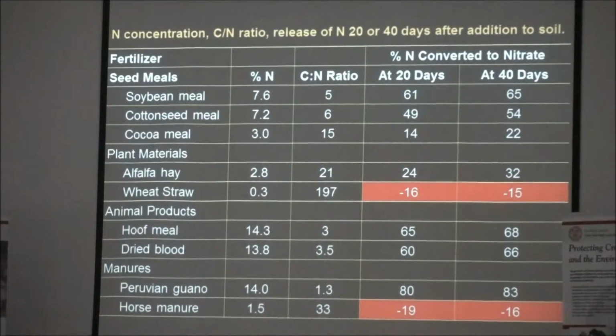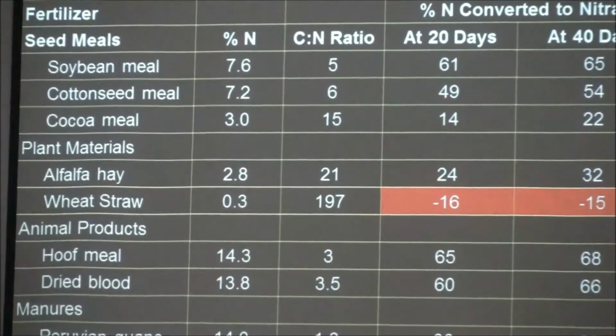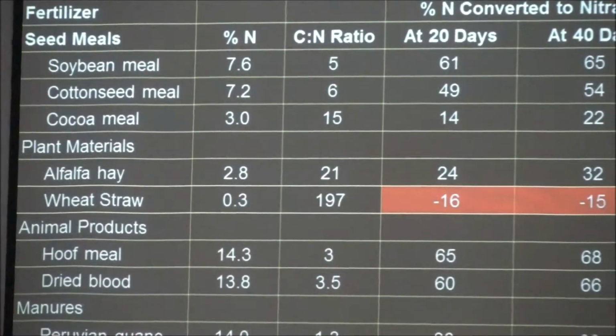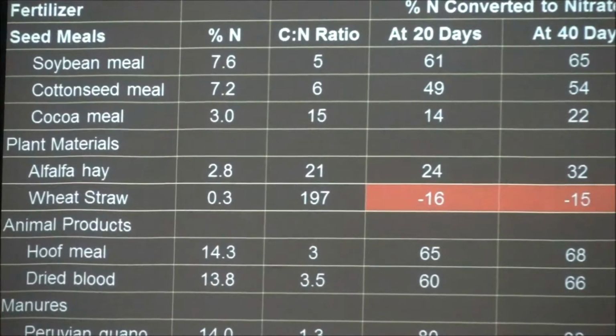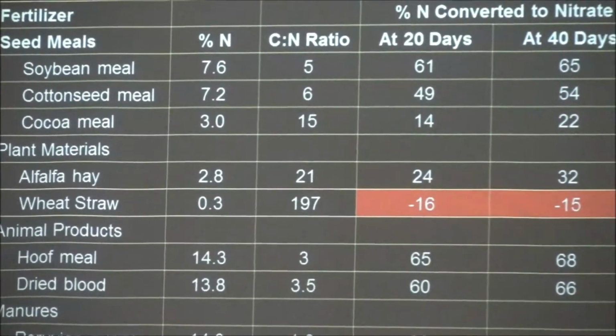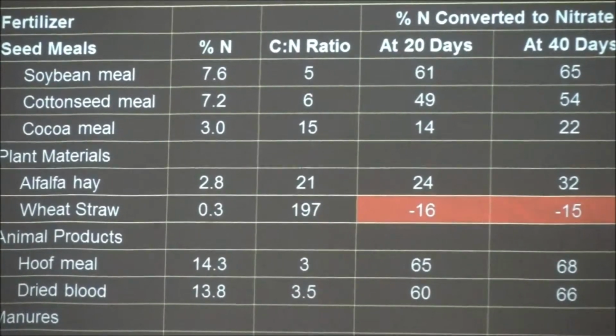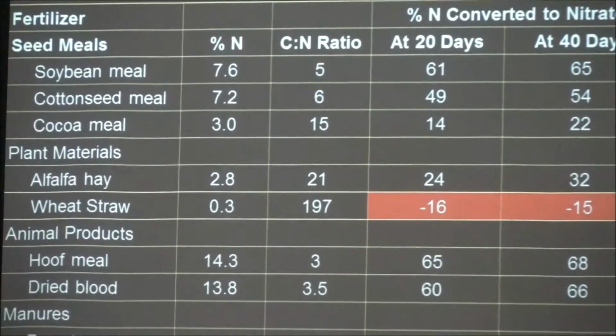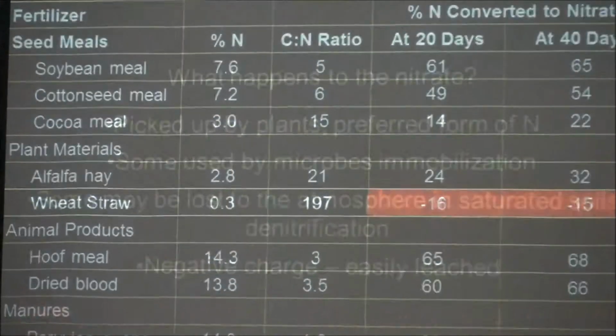Okay. But when you look at some of the other materials, take wheat straw or the horse manure that has synthetic in it, has a higher carbon content. And you can see I put that in red because 20 days and 40 days afterwards, we're still in a negative. We've actually taken more nitrogen out of the soil. It's in the microbe's body at this point. Okay? But again, because of the higher carbon content, eventually that nitrogen will be available to the crops, but the higher the carbon content, the more slowly that's going to be available.